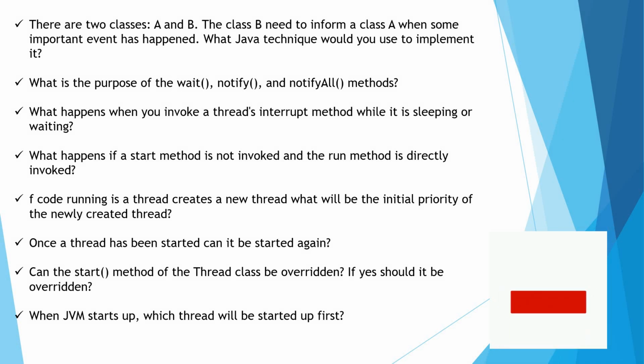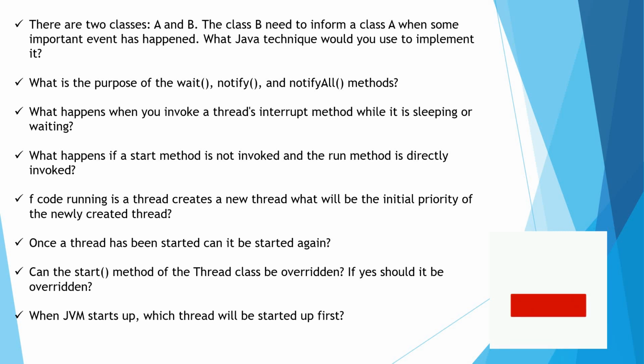Now there are two classes, A and B. Class B needs to inform class A when some important event has happened. What Java technique would you use to implement it? If these classes are threads, we would consider notify or notify all. For regular classes, we can use the Observer interface.